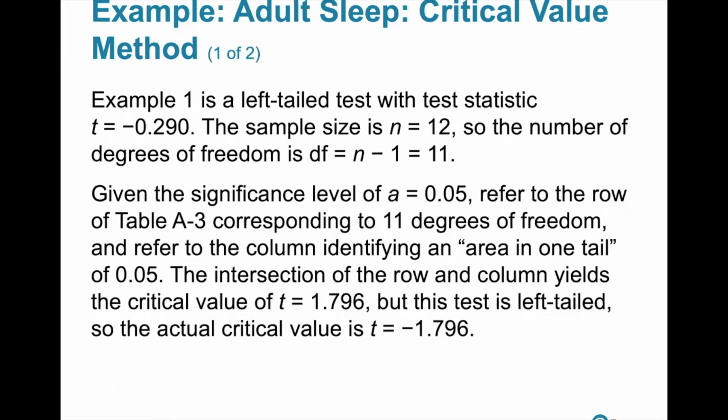Example 1 is a left tail test with test statistic t equals negative 0.290. The sample size is n equals 12. The degrees of freedom is 11. So now we're going to talk about how this would look using the critical value approach. I think I will first switch over to my pad.